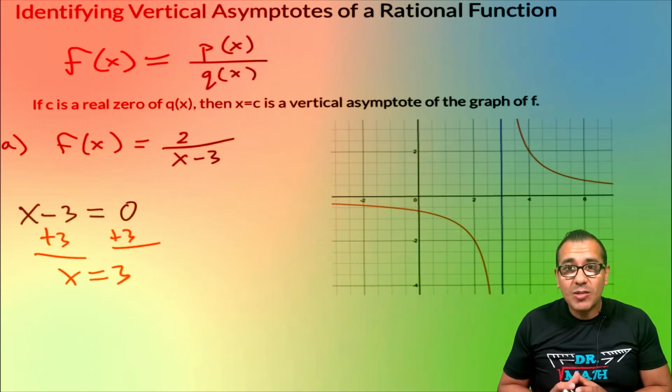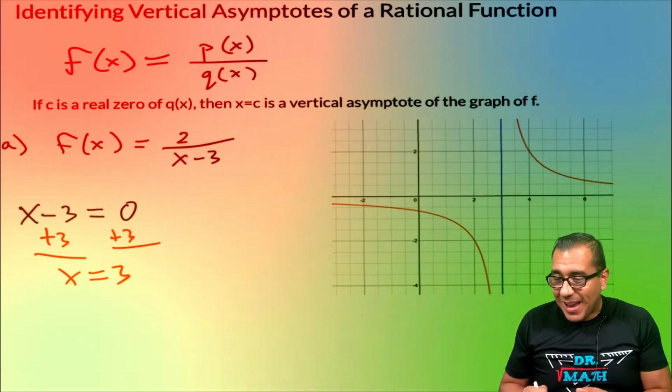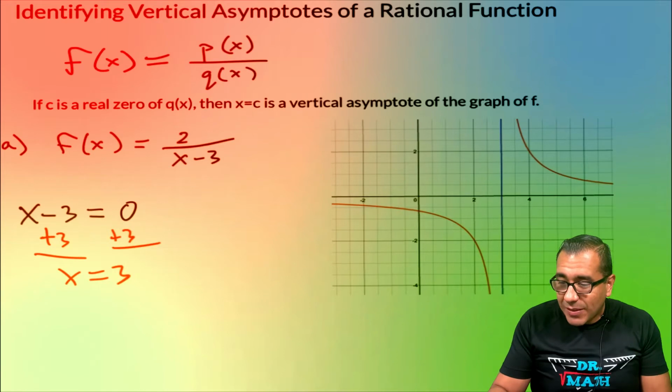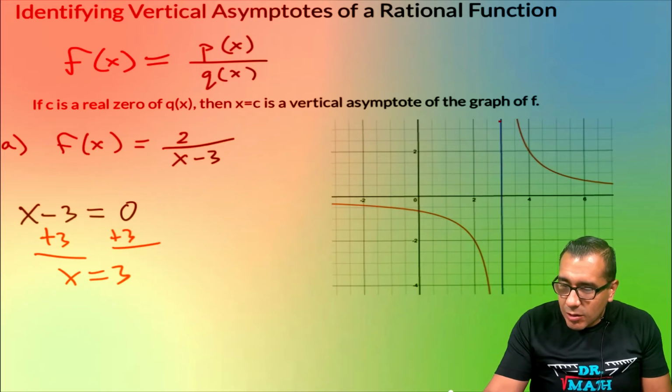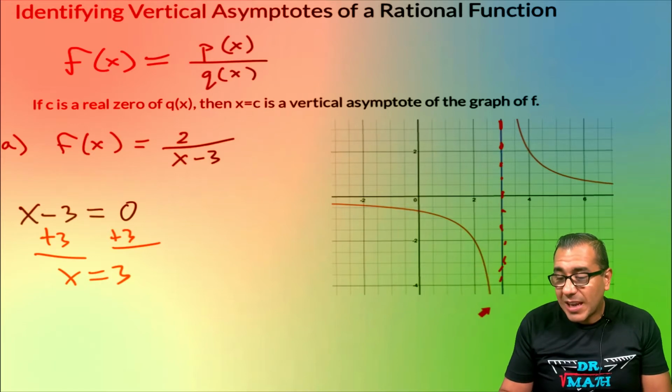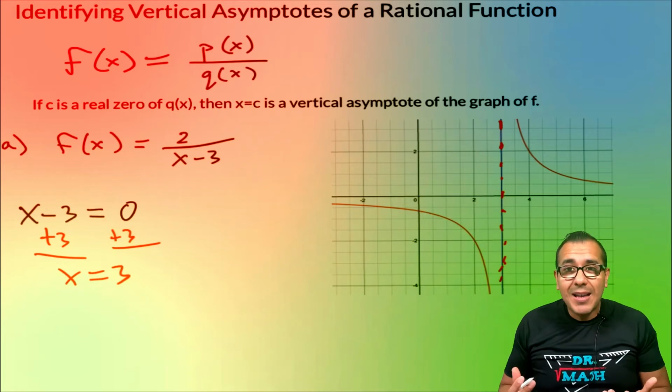So our vertical asymptote is right there at 3. And again, I brought in the graph so you could see that at 3, you have that vertical asymptote. And when we're drawing this, we usually represent it with a dotted line. And you could see that on the left-hand side, our function is going to approach negative infinity. On the right-hand side of 3, our function is going off to positive infinity.